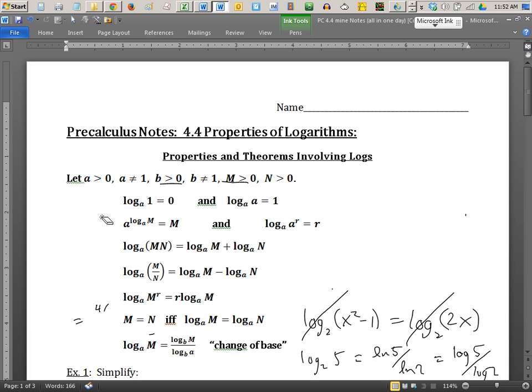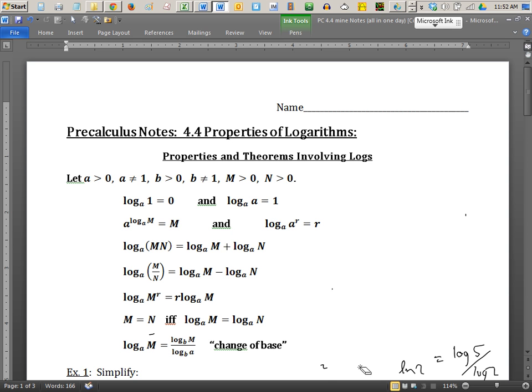Okay, let's go on. Nice music. Okay. This eraser takes a long time. All right.